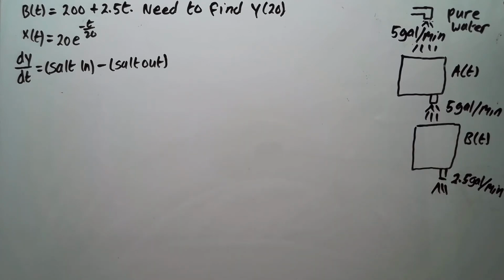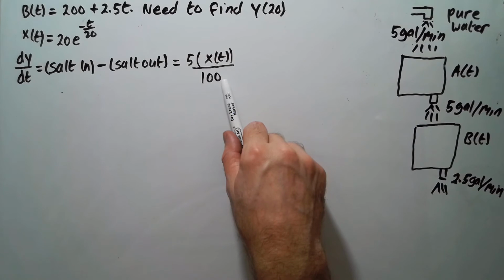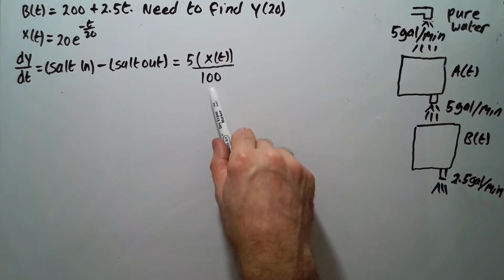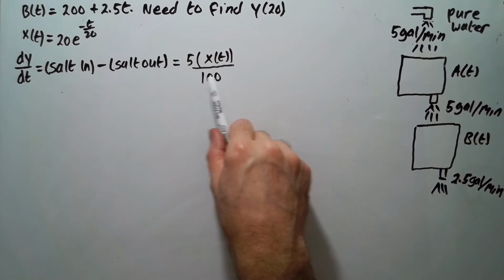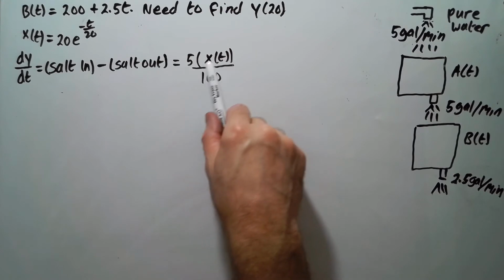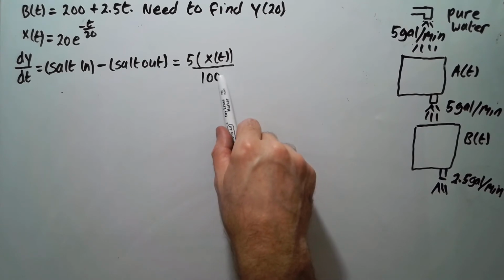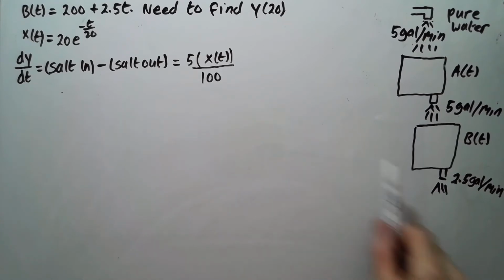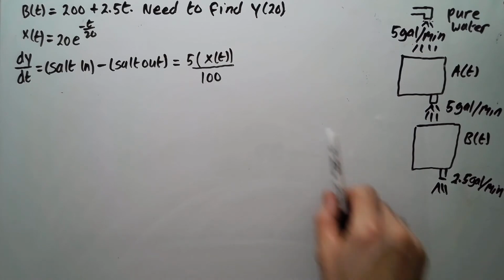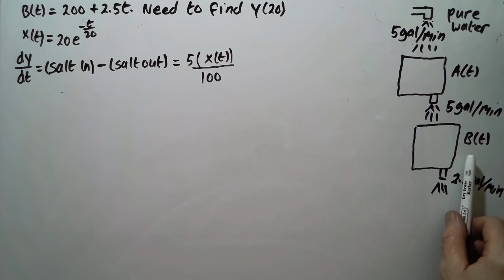So it's 5 gallons from tank A. So let me write the answer. The salt coming in would be, well, again, the x of t divided by 100 is salt per gallon, multiplying it by 5 because there's 5 gallons. So this is salt coming in, which is the same as the salt going out of A. Okay, and the salt leaving B would be 2.5. So we have y of t divided by the volume times 2.5.